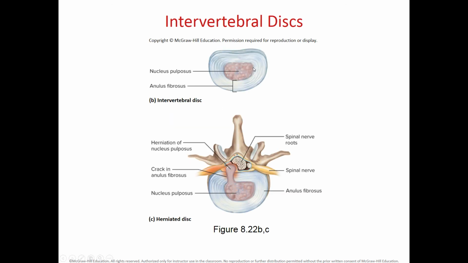So this is the superior view of a normal disc. So you have this center, which is called the nucleus pulposus, filled with jelly-like tissue. And this will be the annulus fibrosus. This is the fibrocartilage. And then if you rupture this annulus fibrosus, you have the nucleus pulposus exiting, compressing these nerves that exit through the intervertebral foramen. So this will be a herniated disc.